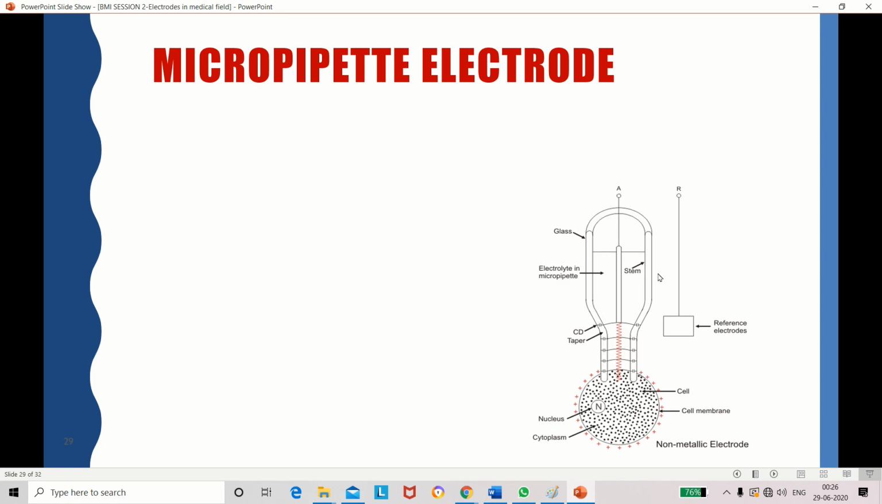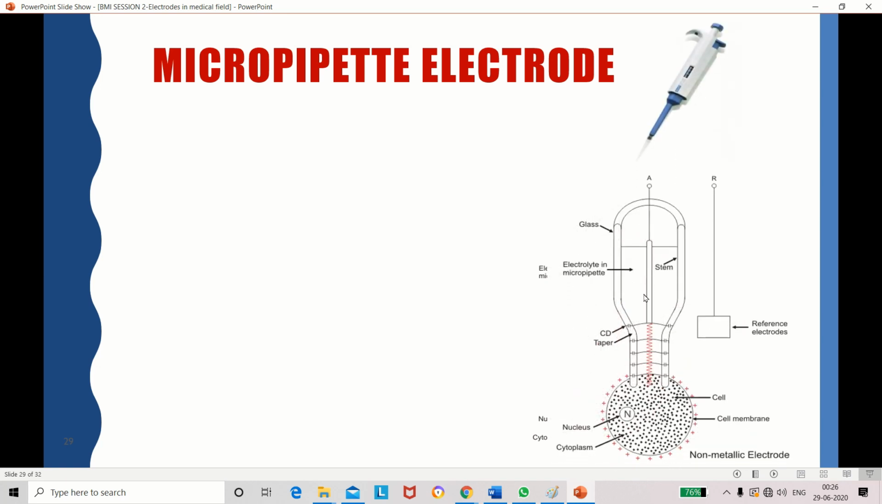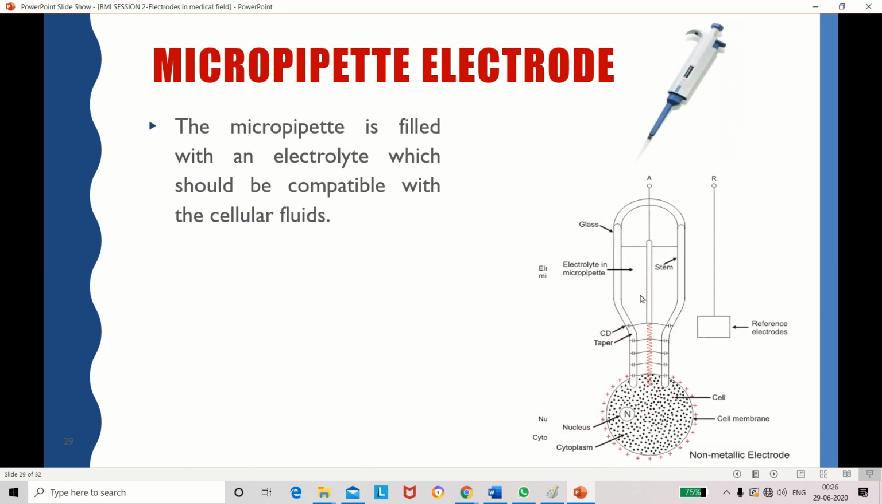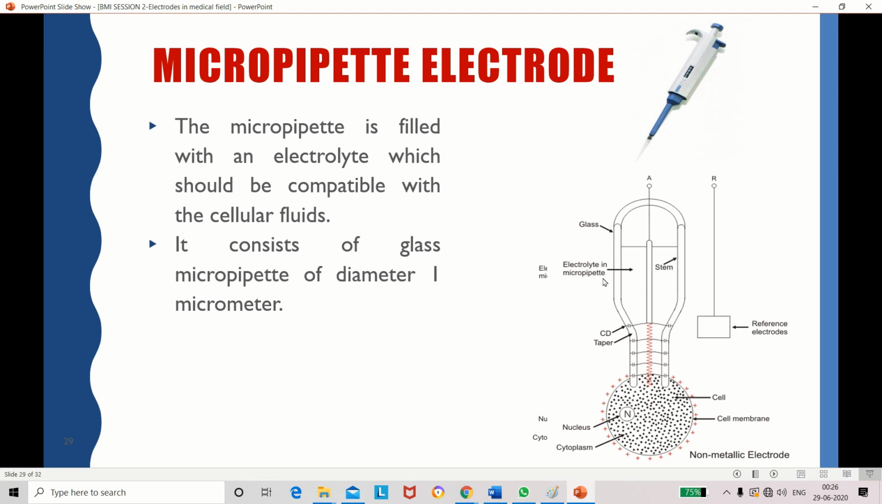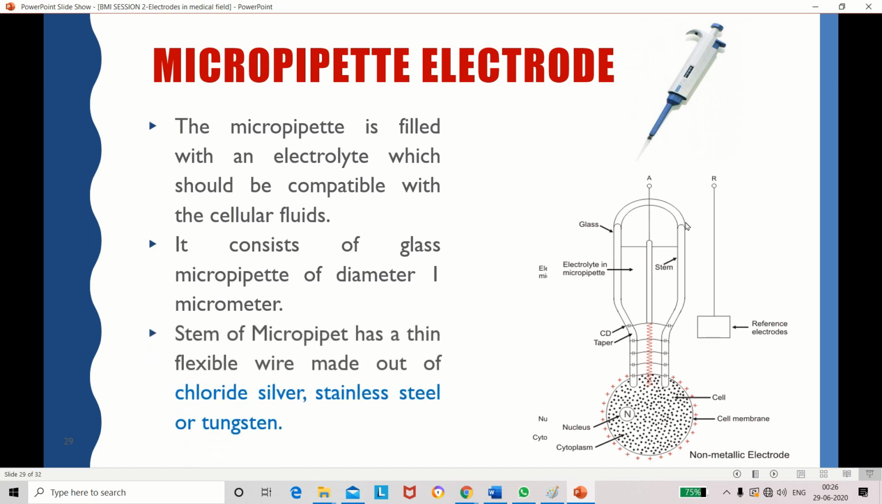This micropipette electrode is made of glass and it has a stem. This micropipette is filled with some electrolytic solution. Already told that it is a glass micropipette. The diameter of this electrode is 1 micrometer. Here we have the stem. The stem is made with different materials: chloride silver, stainless steel or tungsten. So these are the different materials used to make this stem.